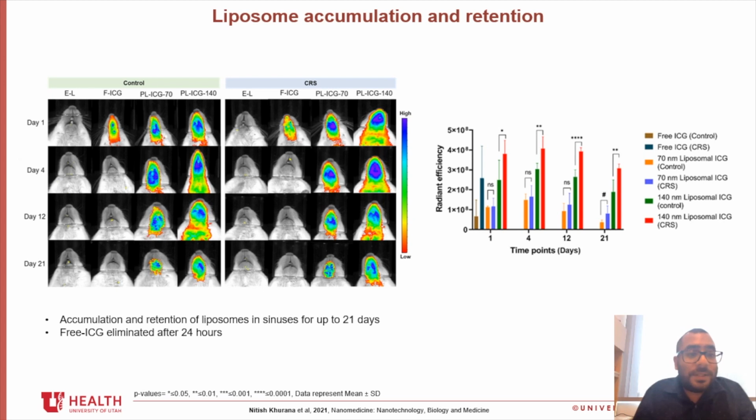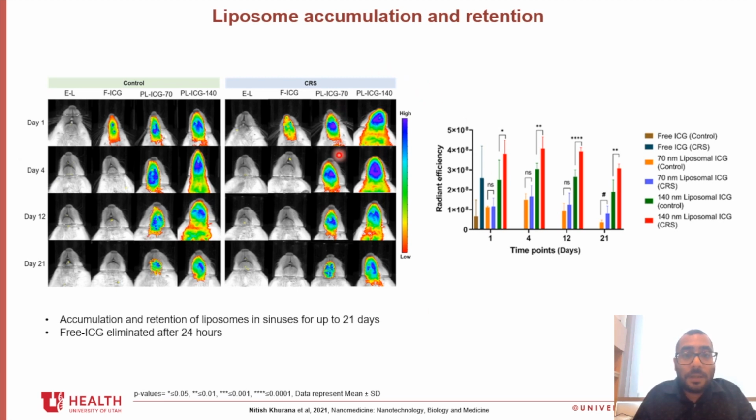So as you can see here, these are the healthy animals, and these are the animals that had CRS in them. Now, these two sections just show us two different sizes of liposomes that we used. This is the free indocyanine green, or free ICG by itself, and this is an empty liposome which did not have any imaging agent, which we use as a negative control. Which means that since the liposome does not have any imaging agent, we shouldn't be able to see any signal, because the instrument that is taking the image of these animals is looking at a fluorescent signal.